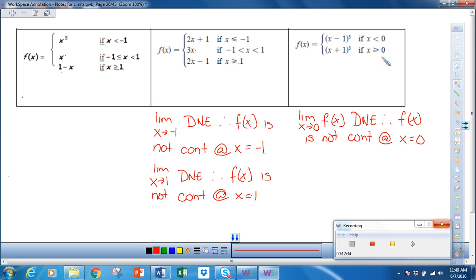The same thing for this one. I thought this one would be a little bit more promising, but negative 1 cubed is negative 1, and this would be positive 1, and so since they're not equal, the limit does not exist, and therefore it's not continuous.